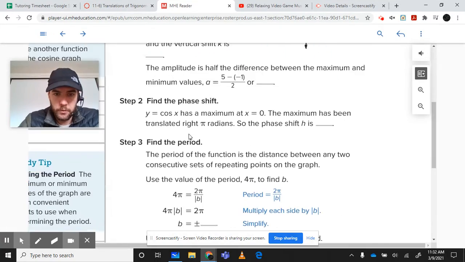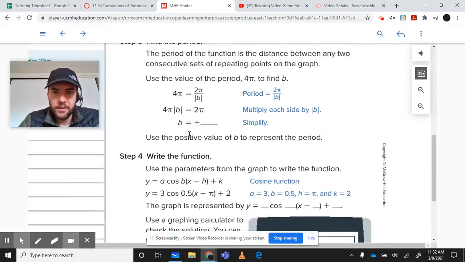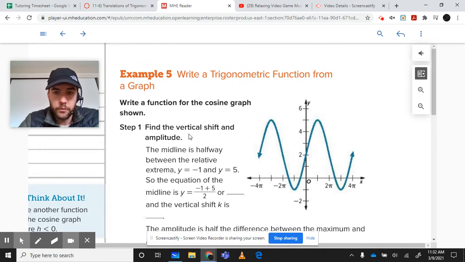So in the book, they go through and break that down in a different way, step by step. But in general, you're just looking for those key features, your amplitude, your midline, your period, and your horizontal shift. And that's generally the steps that I would go through. I would try to get the amplitude correct. I would try to adjust the midline after that. I would try to get the period correct, and then adjust the horizontal shift after that.